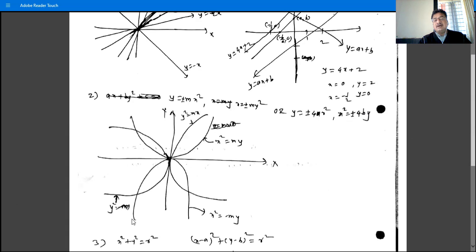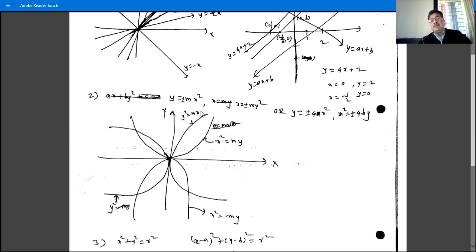And if there is a minus sign, x square is equal to minus my, that is, the constant is negative, then it is around the y-axis and below the x-axis. So if there is x square, then the parabola is around the y-axis. And if there is a y square, then the parabola is around the x-axis.